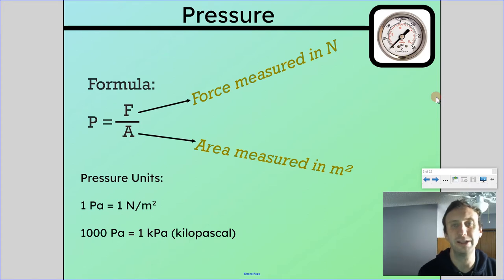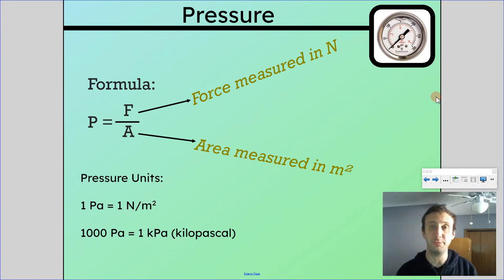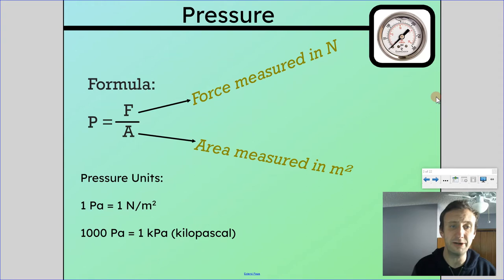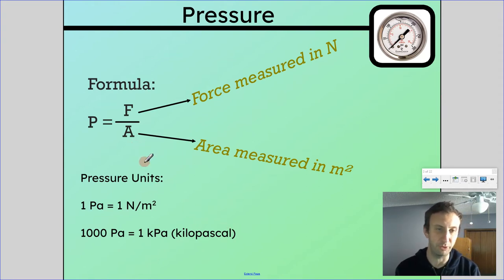So how do we calculate pressure? Well, pressure is equal to force divided by area. So force measured in newtons. We've dealt with newtons already before when talking about force of gravity and buoyant force. So measured in newtons, and then if we divide that by the surface area or the area that's going through that pressure in meters squared, then that is our area here, and then we end up with pressure.